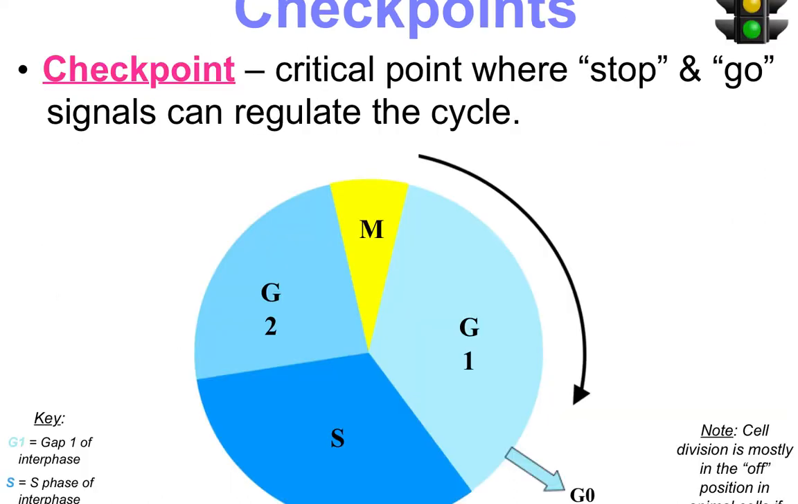The cell cycle has checkpoints. These are critical points where stop and go signals are regulated. In G1, S phase, and G2, we sometimes call those resting phases. So G0, for example, has become like a resting state. G1 is where the cell does its own cell thing, and it's affectionately called resting. However, cell division is mostly in the off position for cells in animal cells until something has triggered it to happen.